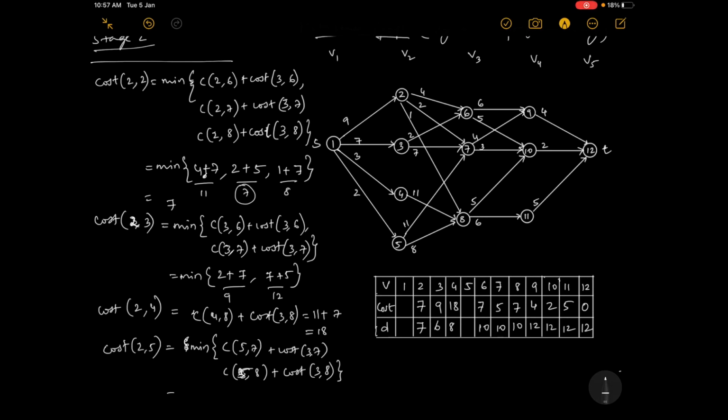So this is minimum of 11 plus 5 comma 8 plus 7. So which is minimum? This is minimum. This is 15. So that is 15. So 15 I have to write it here. Now which has got it? Vertex. Yes, vertex 8.